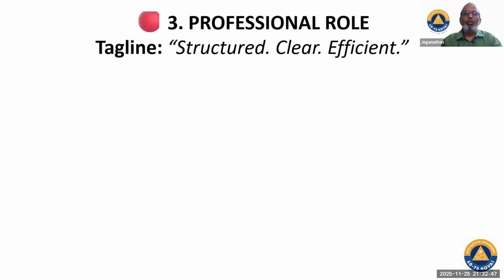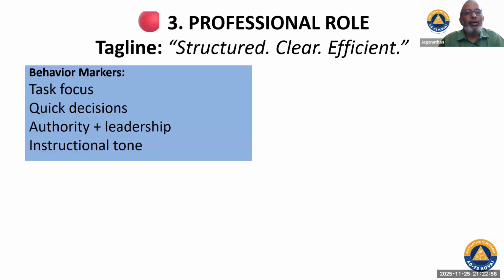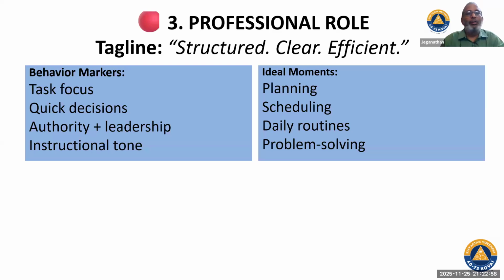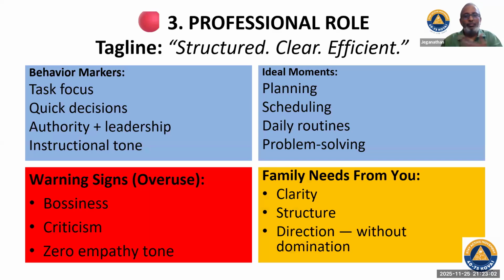Next one is the professional role, which is structured, clear, and efficient. I would request somebody from the participants to unmute and read out what this professional role means, the warning signs, and what family needs from you. Anybody can unmute and please read it out.